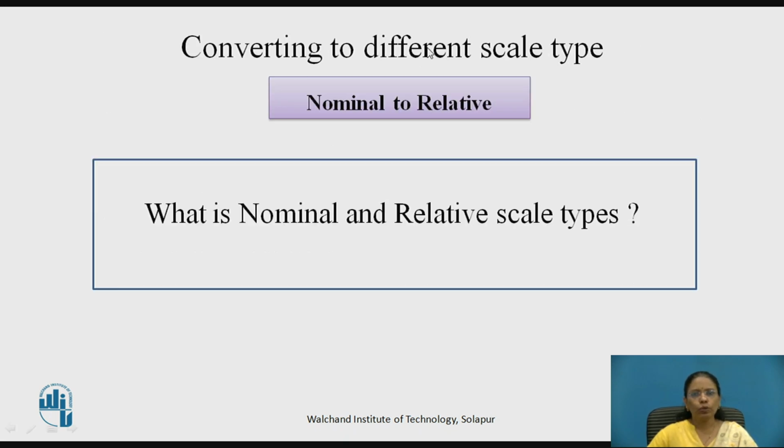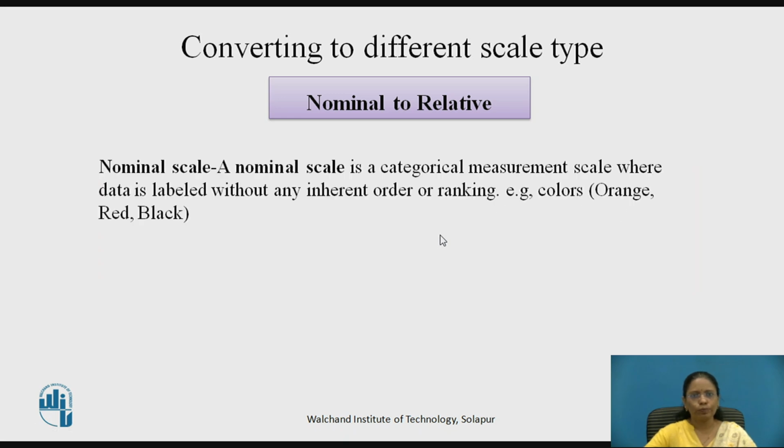First of all, let us look at nominal to relative scale conversion. What is nominal scale and what is relative scale? Let us look at this. Nominal scale is a categorical measurement where the data is labeled without any inherent order or ranking. For example, colors like orange, red, black: these colors we cannot put in any order. Such data is called nominal data, which is categorical data.